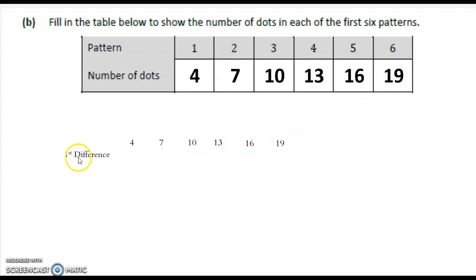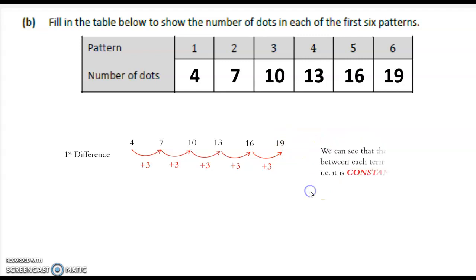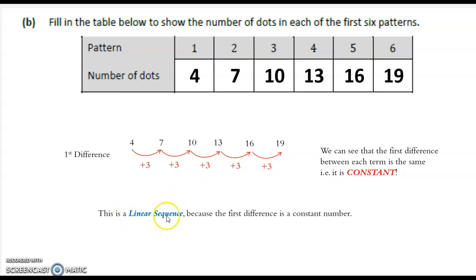And if we look at the first difference, which basically means what is happening between them. To go from 4 to 7, we're adding 3, 7 to 10, we're adding 3, 10 to 13, and so on and so forth. To get to the next term, you're adding 3 every time. And as a consequence of that, we'd be able to tell the next terms, 22, 25, 28. And we can see that the first difference between each term is the same. That is, we say in maths, it is constant. So this first difference here is constant. And when that is the case, that is a linear sequence because the first difference is a constant number.